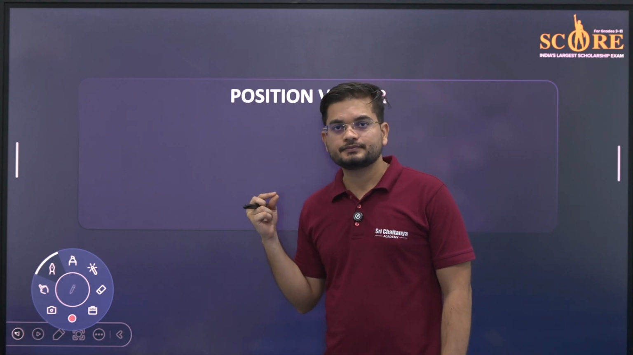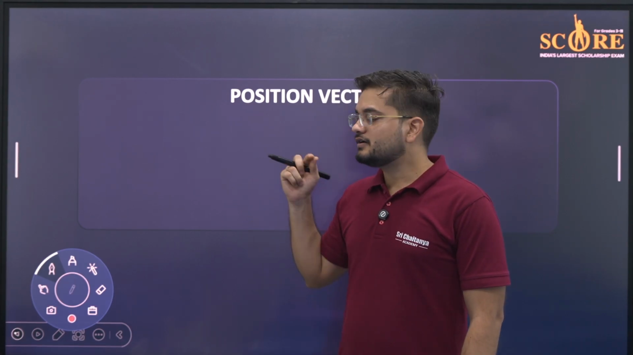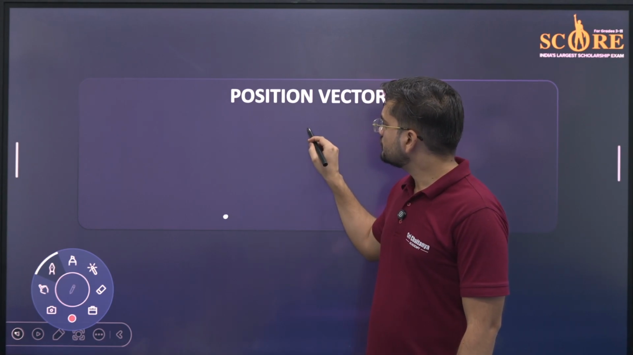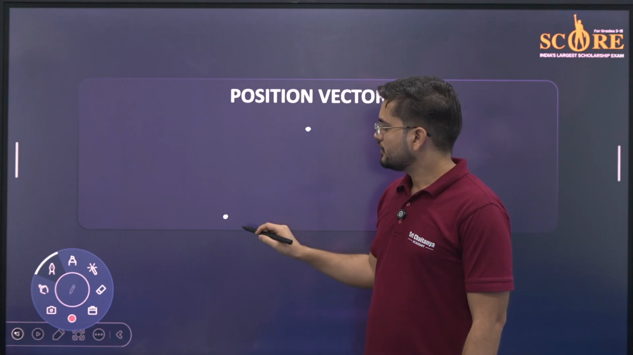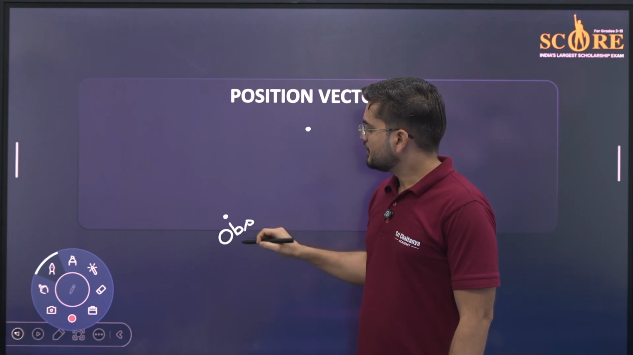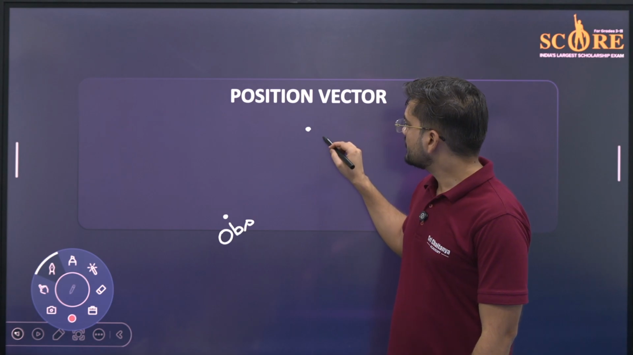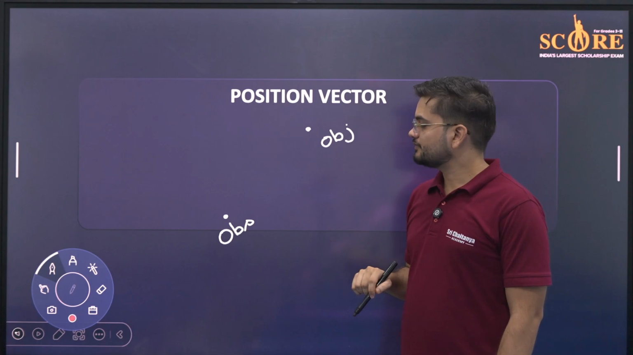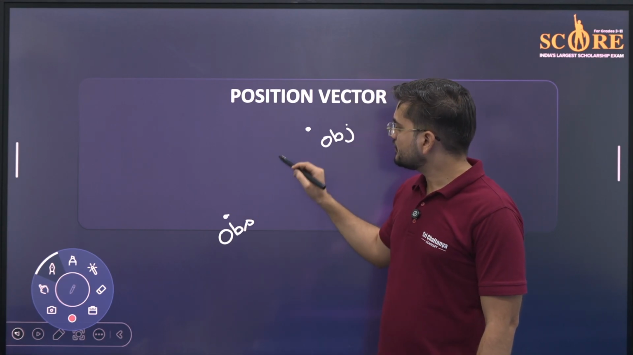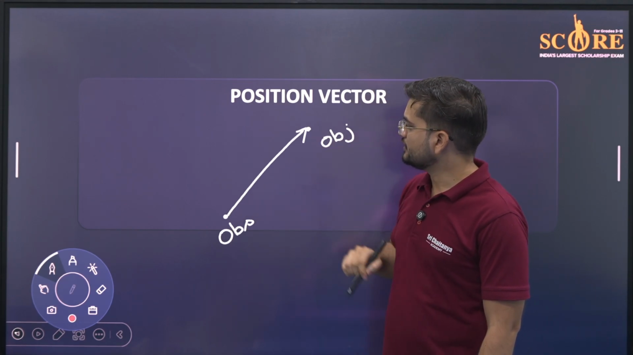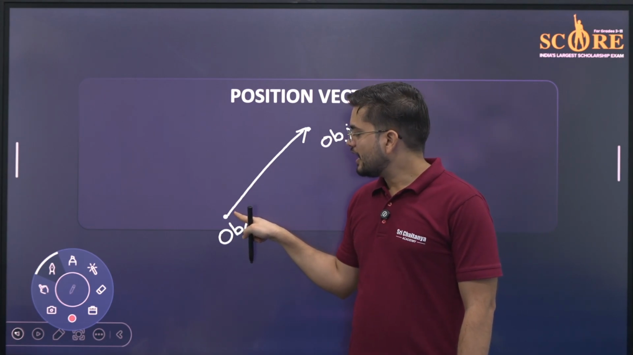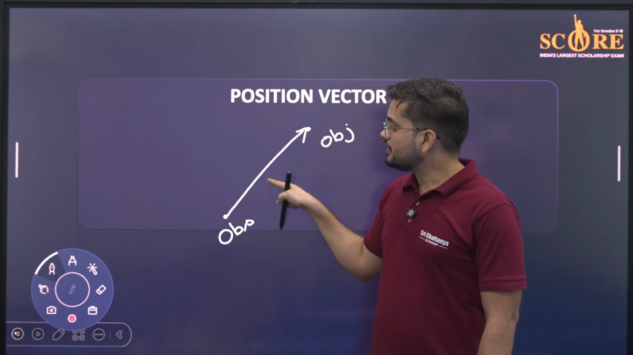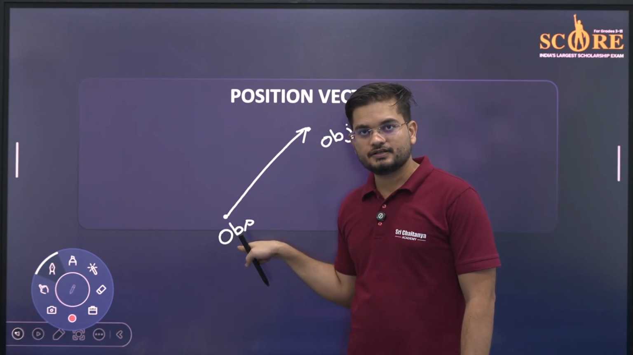So the first parameter is position vector. What is a position vector? A position vector is a vector which connects the observer to the object. If here is the observer and here is the object, then the position vector will be defined like that. The head of the vector will be on the object and the tail will be on the observer side. Got it?